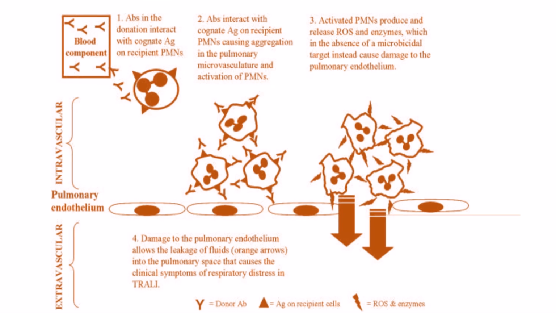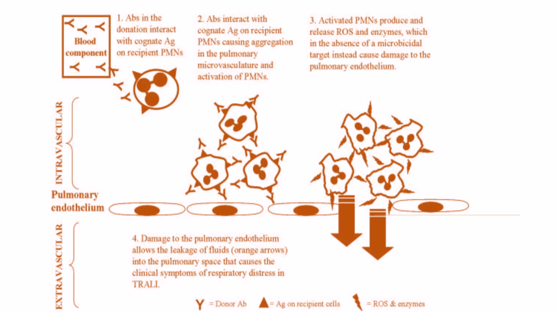See in this diagrammatic view. If we transfuse a blood component, the blood component contains the antibody which interacts with the cognate antigen present on the polymorphonuclear neutrophils. Then these antibodies interact with this antigen on the recipient PMN. This leads to aggregation in the pulmonary microvasculature and activation of the cells.